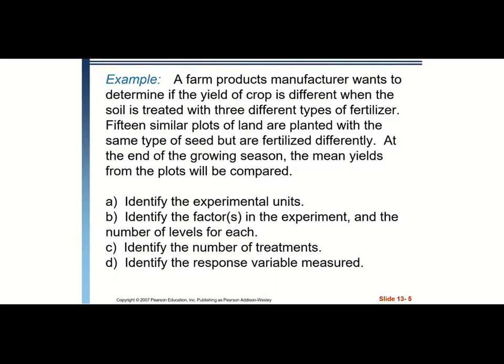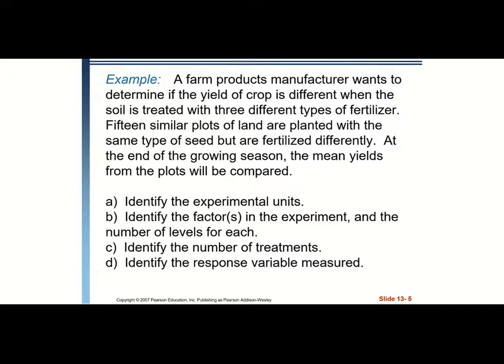Go ahead and pause the video at this point, read this example problem, and see if you can identify the key components in this problem as requested in items A through D. Now, this is an example on your notes page as well for you to follow along. So in part A, it's asking you to identify the experimental units. Keep in mind, experimental units are what in the experiment is receiving the treatment. So in this example, 15 plots of land are receiving this treatment. So those are experimental units.